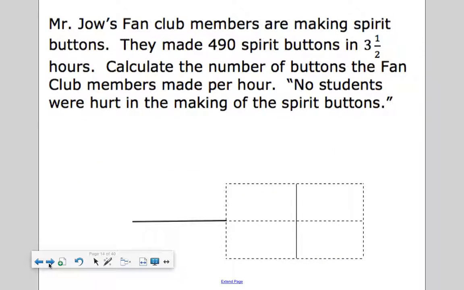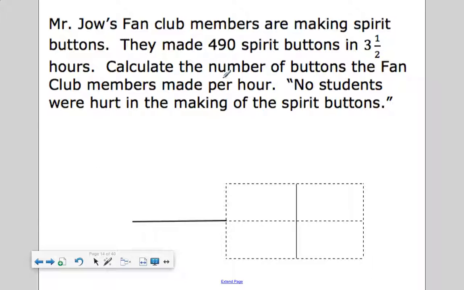And next question. Mr. Joe's fan club members are making spirit buttons. Yes, I do have my own fan club. They made 490 spirit buttons in 3.5 hours. That's a lot of buttons in 3.5 hours. No, I am not a slave driver. So calculate the number of buttons the fan club members made per hour. And no students were hurt in the making of the spirit buttons. They were all volunteers.